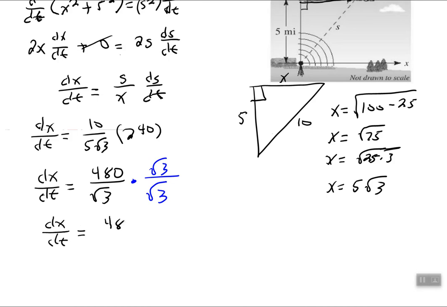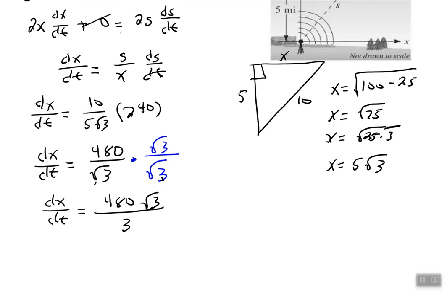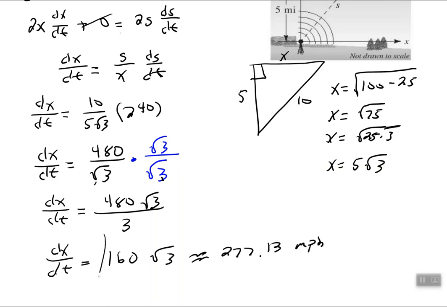So 480 times the square root of 3. The square root of 3 times the square root of 3 is simply 3. And 3 would go into 480 160 times. Which is approximately 277.13 miles per hour.